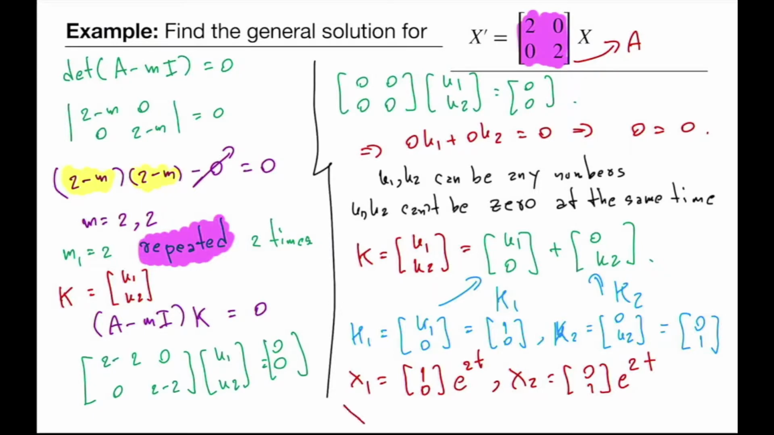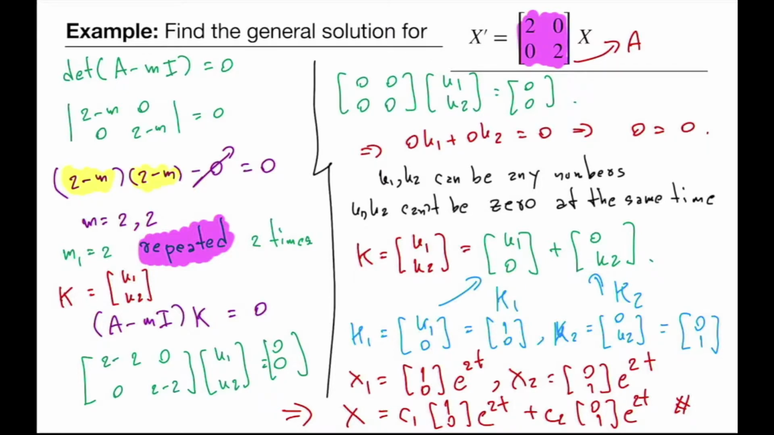Then your general solution is C1, 1, 0, e to the 2t, plus C2, 0, 1, e to the 2t, and that's it. See? It's very, very simple.